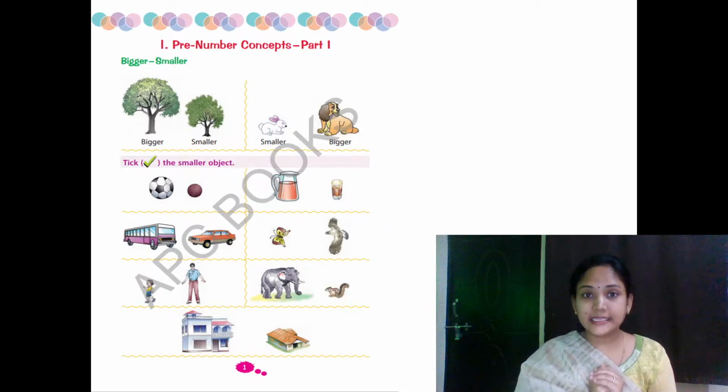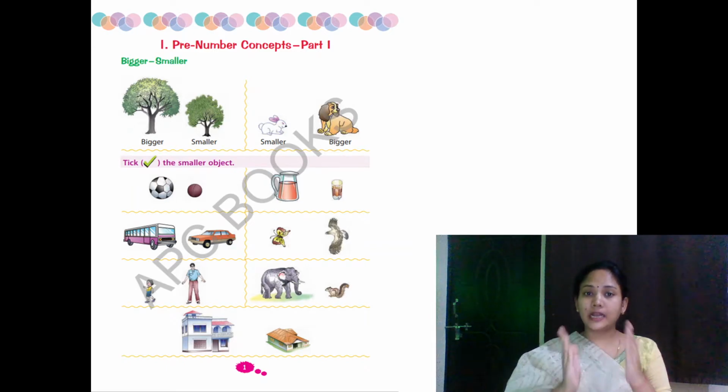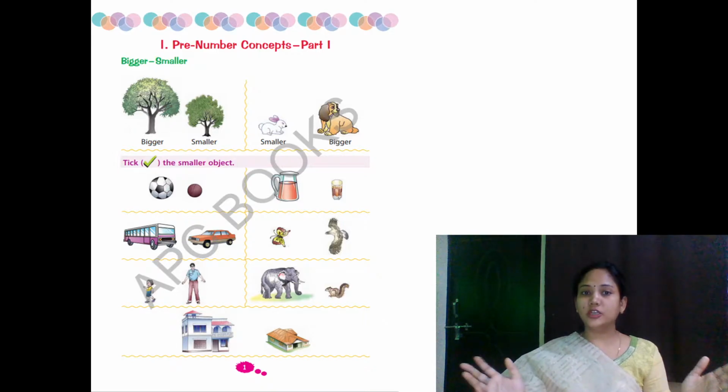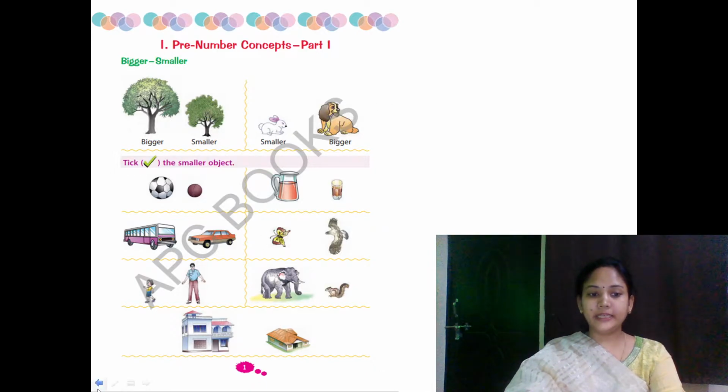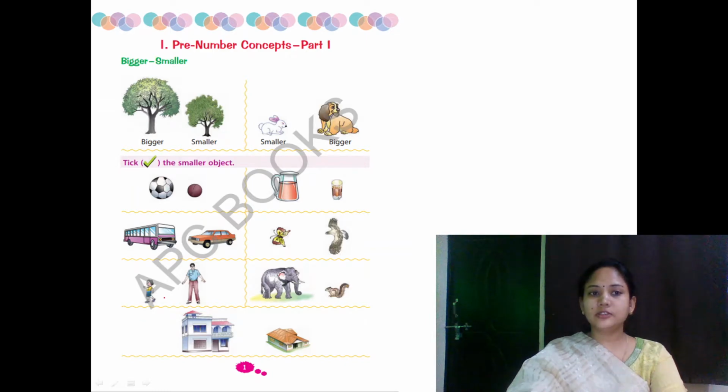Now, yesterday, children, we discussed some pre number concepts. You know, pre number concepts are concepts that we learn before learning numbers. ठीक है? For example, bigger and smaller. Now, let me take a pen over here and then we will start solving the exercise. आप भी जल्दी से अपना बुक निकालिए and then we will solve it.